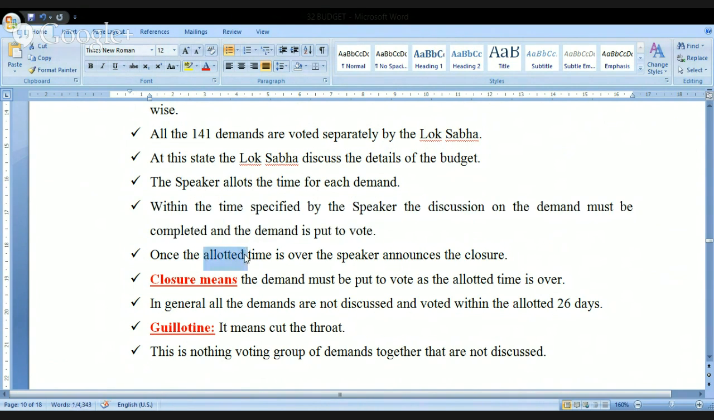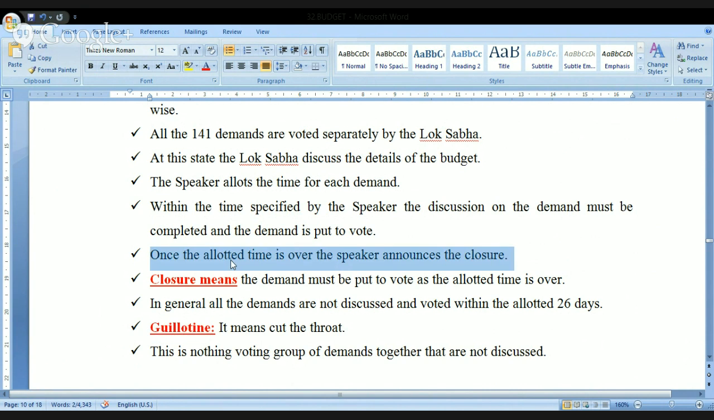Once the allocated time is over, the speaker announces the closure. Very, very important here. What do you mean by closure? Look at this. Kindly, you are coming across two words. Here you can see closure. Here you can see guillotine. These two words again we are using during the budget, that too at step number 3.